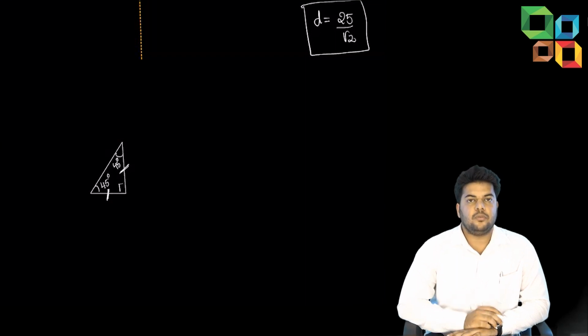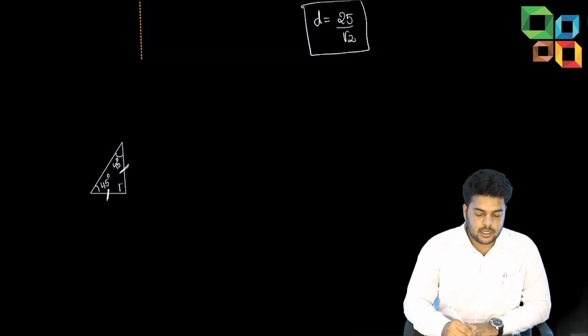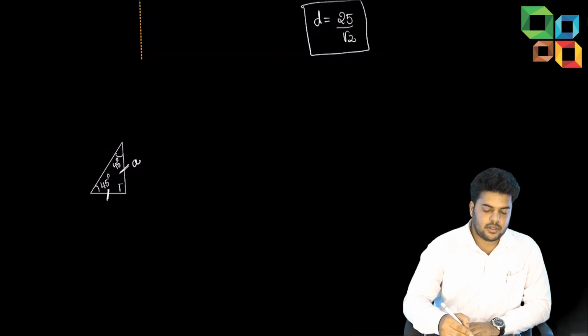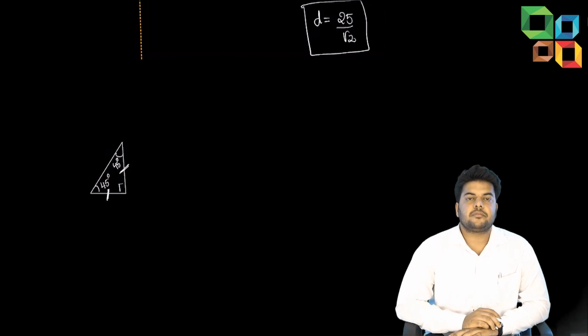Now, I do not know what this length is. So let me call it A units. Or shall I call it 1? Will there be any problem if I call it 1 instead of A?